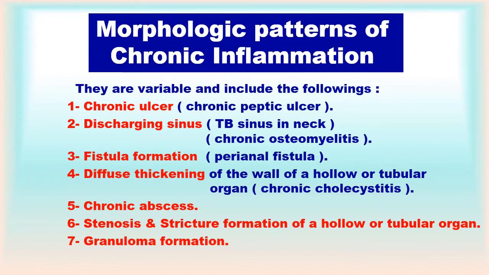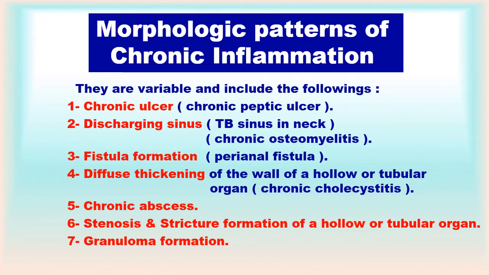The morphologic patterns of chronic inflammation are variable and include the following. First, a chronic ulcer, such as chronic peptic ulcer. So, ulcer is a morphologic pattern of both acute and chronic inflammations. There is acute ulcer and chronic ulcer.